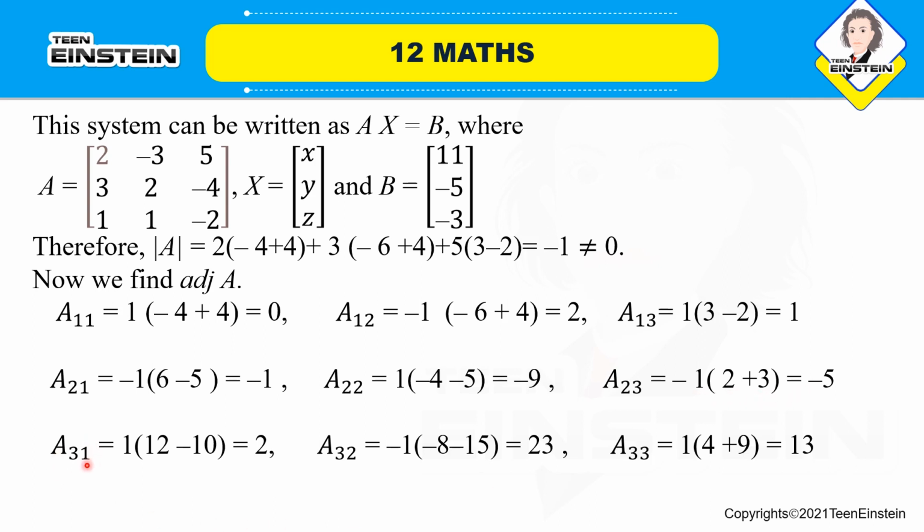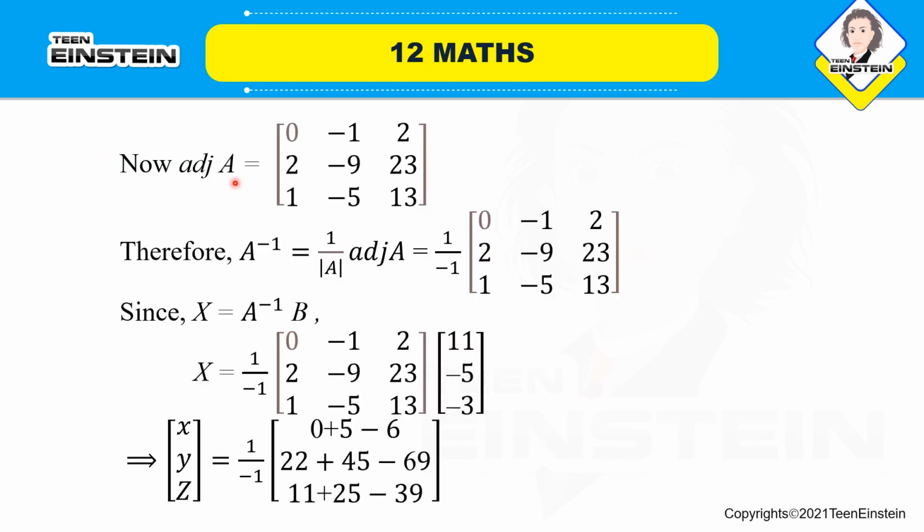Cofactor of small a31 is capital A31. For this position we have the positive sign. So 1 into 12 minus 10, which is 2. Cofactor of small a32 is capital A32. For this position we have the negative sign. So minus 1 into minus 8 minus 15, it is 23. Cofactor of small a33 is capital A33. For this position you have the positive sign. So plus 1 into 4 plus 9, which is 13.